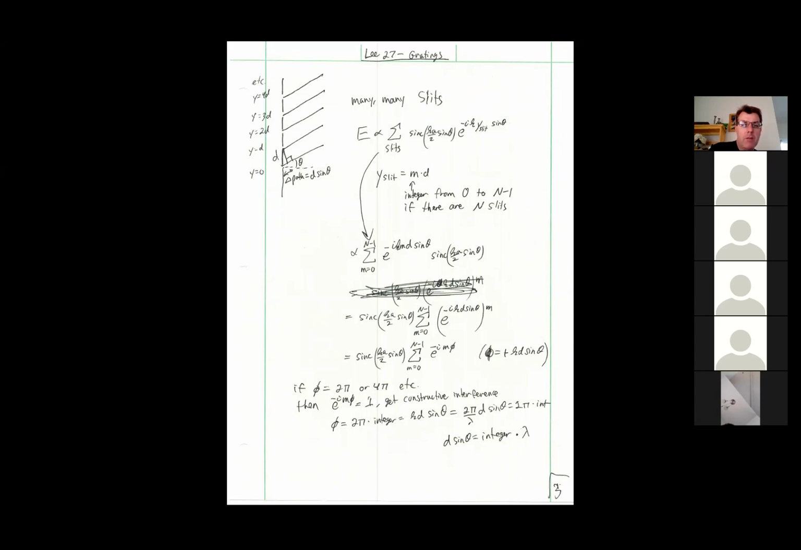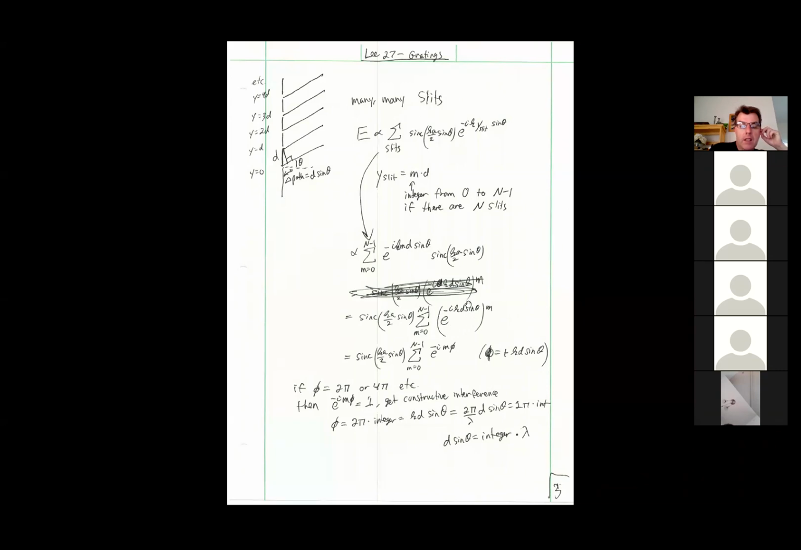And we learned last time that if we have a whole bunch of slits, then the diffraction pattern, the electric field of the diffracted light, will be a sinc function that depends on the width of the slits, multiplied by e to the minus i times k times sine theta times the y coordinate of the slit. And y slit here is just an integer multiple of the slit spacing. So we're going to get e to the minus i k m d sine theta multiplied by the sinc, all of that added up. We can pull out the sinc.